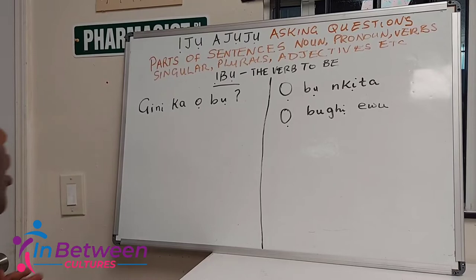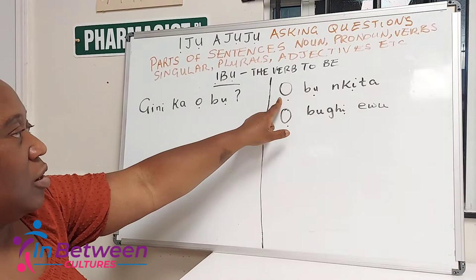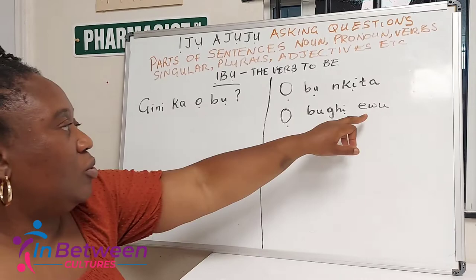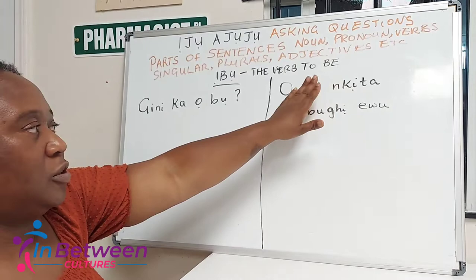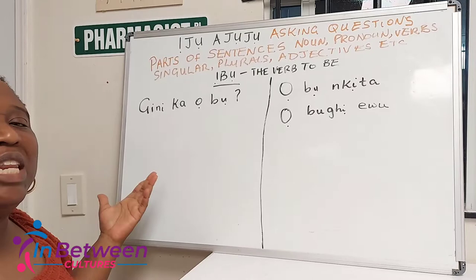I forgot to make an example of Gini. You know, Gini is for it. Gini ka obu? What is it? Then you answer, obu nkita. It is a dog. Obu ewu. Obughi ewu. It is not a goat. So you can just switch up names of animals, names of birds, names of things. So that's why we started off with vocabularies, where we learned different names of so many things.